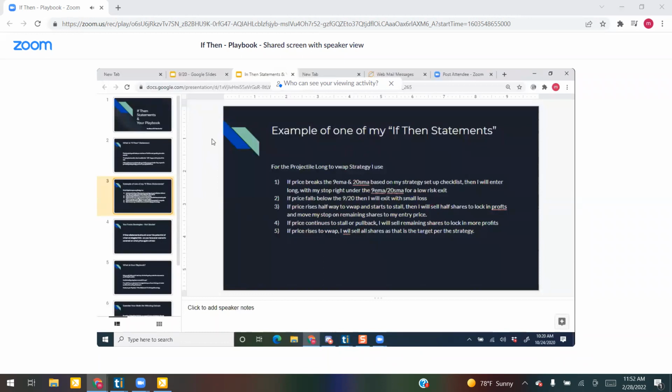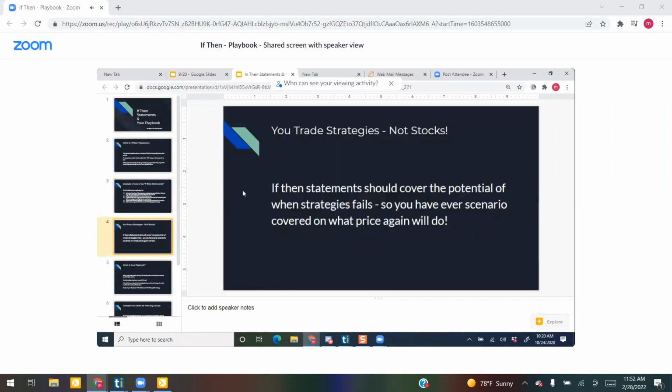So if we are trading in the trading room and you're in the trade and I ask you to give me your if-then statements, you should be able to rattle off more than 1 or 2. You should have every case covered. Okay, let's go to the next slide.